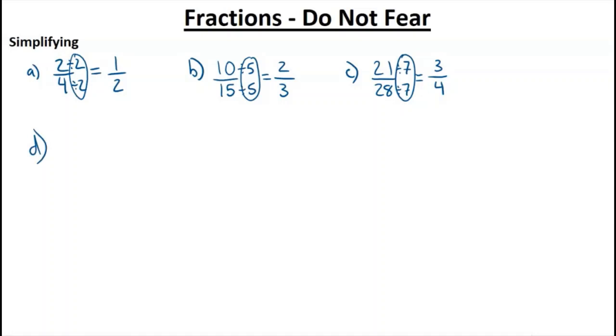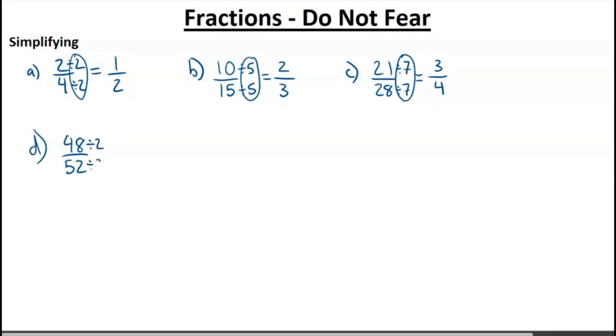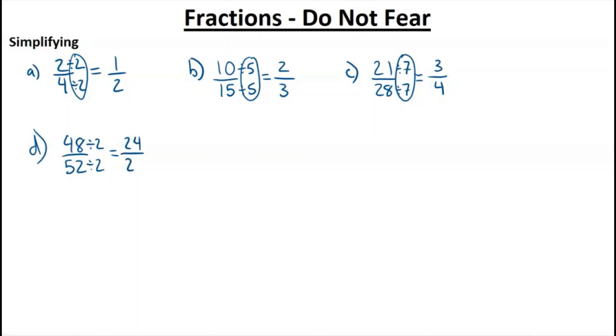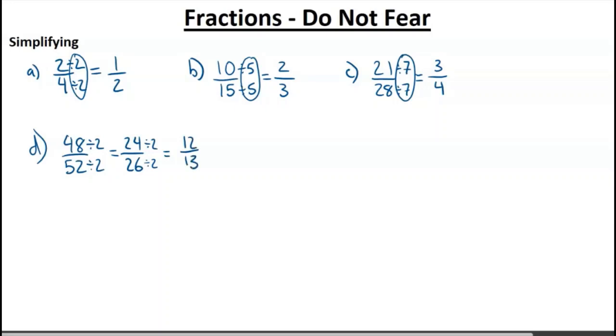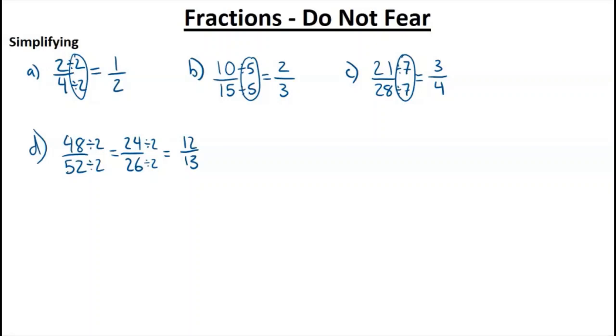This question is 48 over 52. So you might look at that and go, okay, I know both those numbers are even, so they're both divisible by 2. And so even if you don't know that's the greatest common factor, you could begin by dividing by 2. So in this case, 48 divided by 2 ends up being 24. 52 divided by 2 is 26. And so you could look at that again and say, well, I could divide that by 2 because they're still both even. And you could do it again, and then you get 12 over 13. And 13 is a prime number. There's no factors of 13 other than 1 and 13. So that would be the answer when simplifying that one.